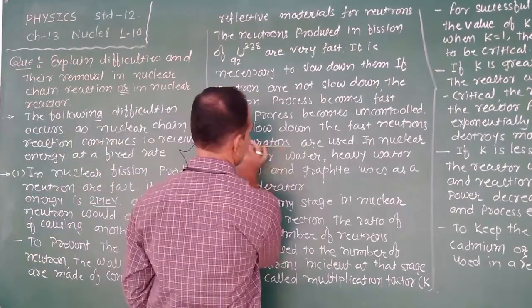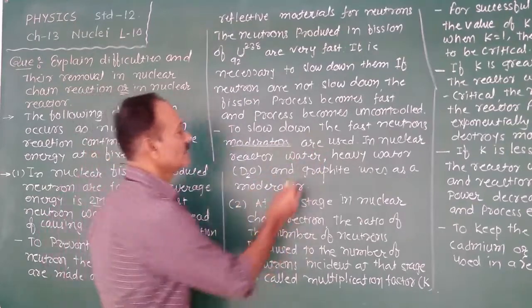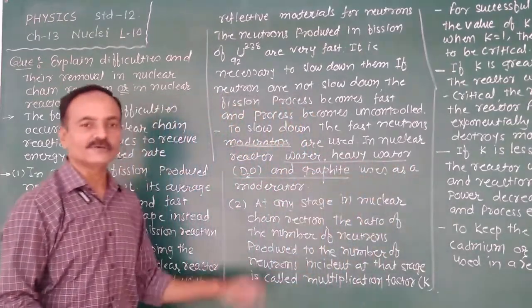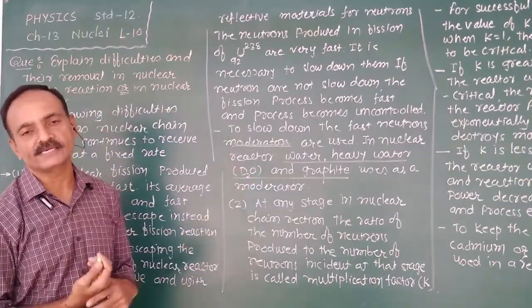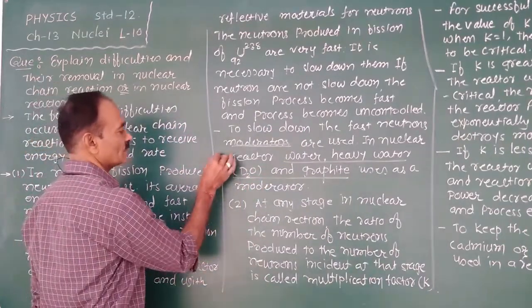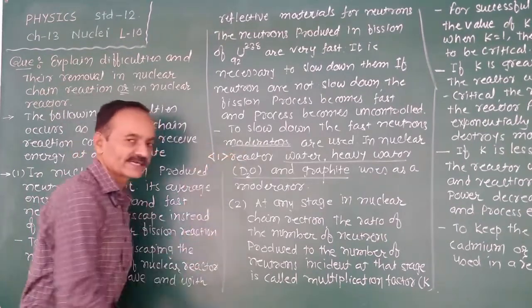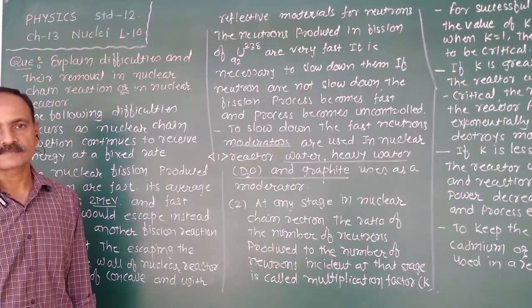Now, water, heavy water, D2O, and graphite are used as a moderator in a nuclear reactor. So here a 1 mark scientific question may be asked: Which of the following materials is used as a moderator in a nuclear reactor?